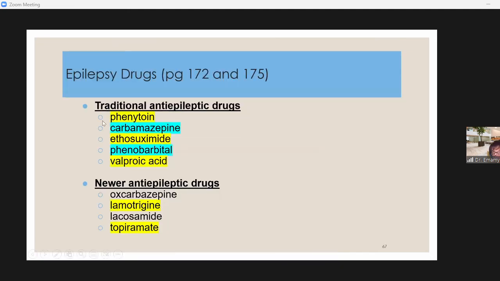Anti-epileptic medications: we have traditional anti-epileptics like phenytoin, carbamazepine, valproic acid, and newer generation ones like lamotrigine and topiramate. For all anti-epileptic medication, remember, pay attention to skin rashes. For example, a child taking valproic acid develops some rashes on the skin, and you need to advise parents to check for any rash on the patient's skin.